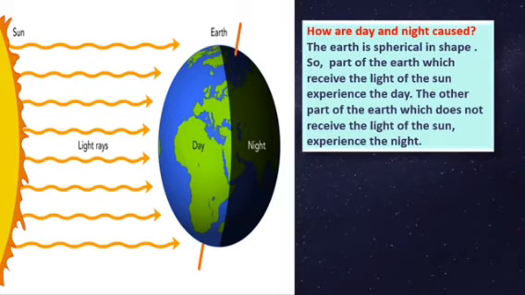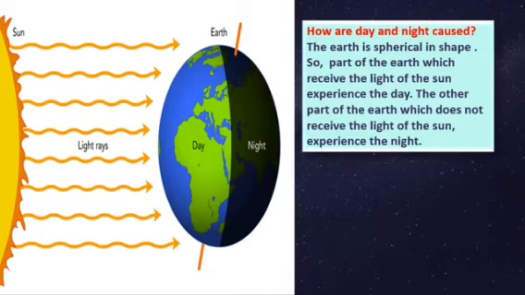When we receive the light of the sun, it is the day, and when we do not receive the light of the sun, it is the night. So, the rotation of the Earth causes day and night. The Earth completes one rotation in 24 hours. So, we experience the day for 12 hours and the night for 12 hours. The day starts in the morning when the sun rises, and the night starts after the sunset.